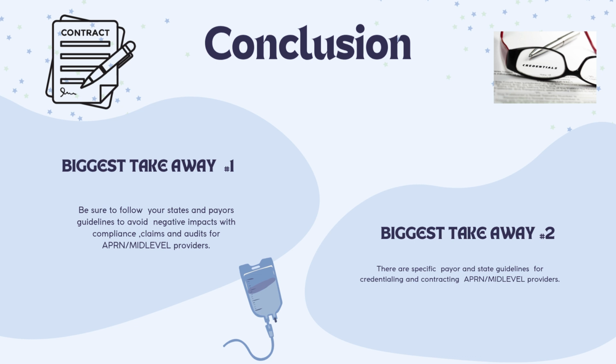Looks like we're at our last stop. Here are some of the biggest takeaways. Be sure to follow your state and payer guidelines to avoid negative impacts with compliance, claims, and audits. There are specific payer and state guidelines for credentialing and contracting. Be sure to follow the rules.